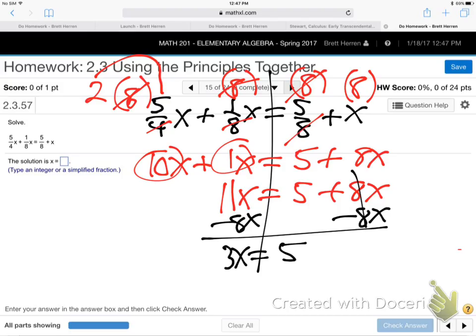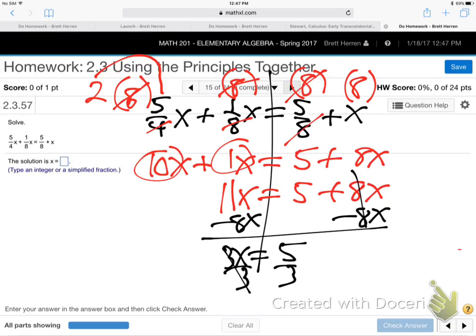Last step is always divide. 5/3. We got it. Is that good? Getting more comfortable with those fractions? LCD, top, top, top, top. Take them out, take them out, take them out. Multiply leftovers.